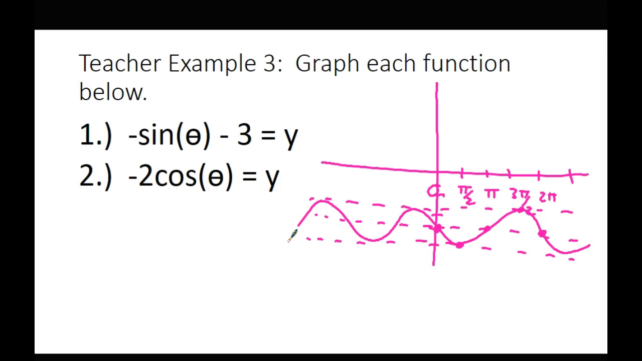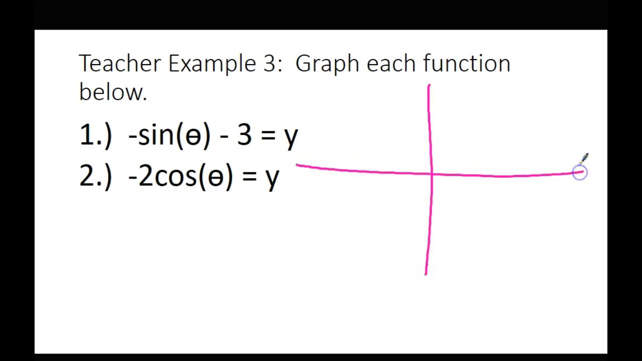Cosine. All right, what's my midline? 0. So if you don't have a number there, then you can assume that it's 0. So my midline is 0. My amplitude is what? 2. So up 2, down 2.